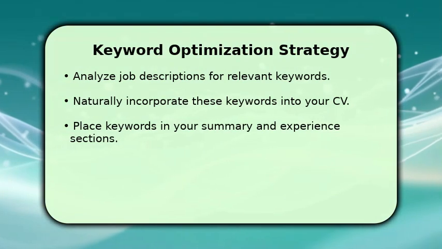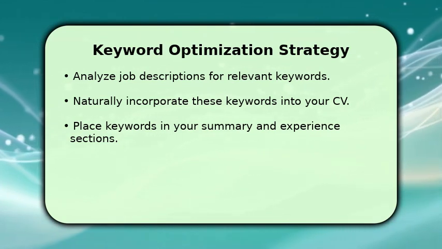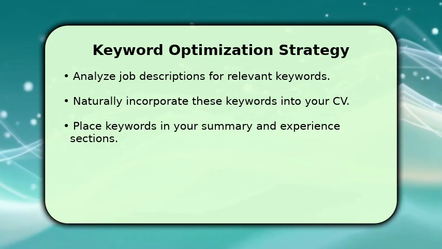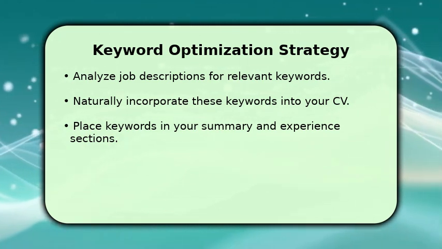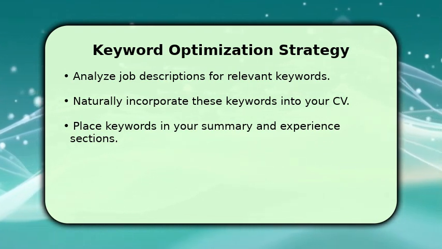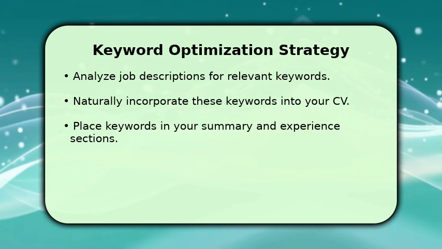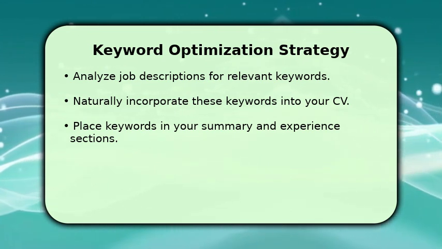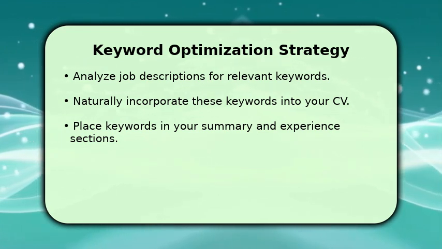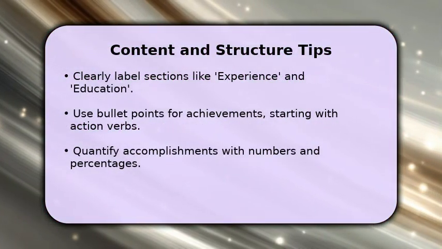Keyword optimization is paramount for an ATS-friendly CV. Carefully review job descriptions to identify the most important terms and phrases. Then, integrate these keywords naturally throughout your CV, especially in your professional summary, experience, and skills sections. Aim for a keyword density that feels organic, typically around 2 to 3%, ensuring your document aligns closely with the job requirements without overstuffing. Finally, focus on clear content and structure.